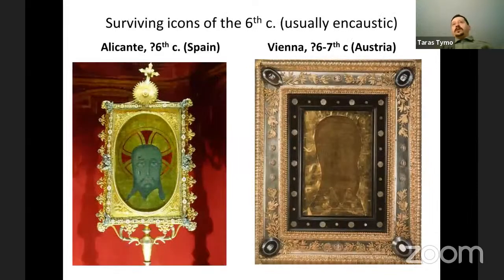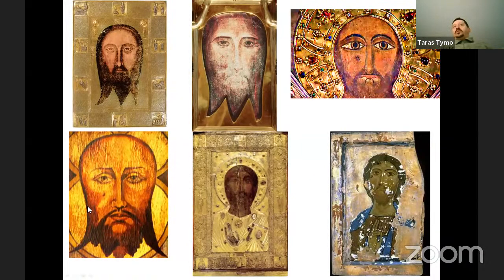And some of them are really poorly preserved, like this from Vienna, but you still see the same shape of hair and beard. Image of Alicante in Spain. So if you put them together, they are very similar typologically. And they could be all painted copies of the same original.